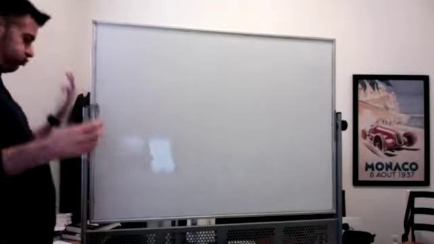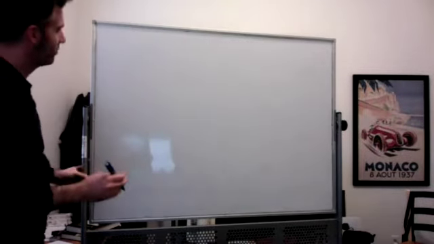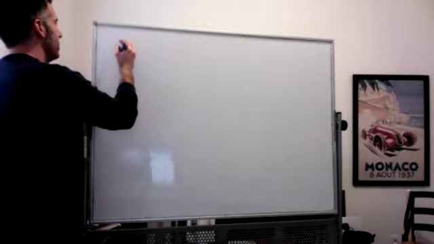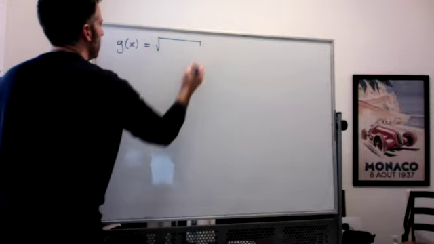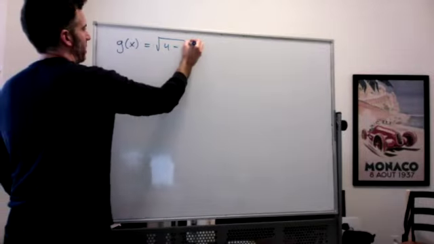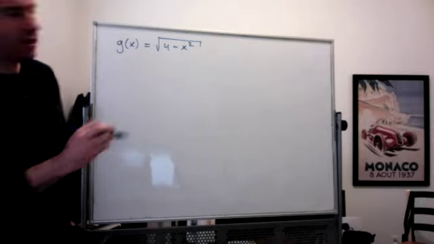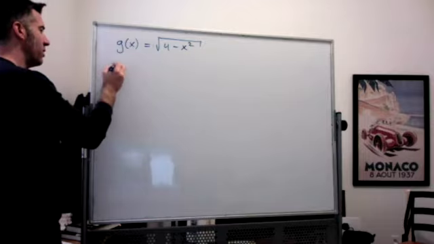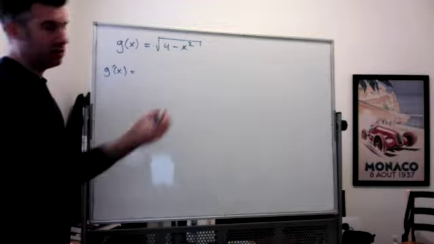Unless there's other things you guys want to see. Okay. Let's do this one. Let's use a different function. Let's say our function is the square root of, I don't know, 4 minus x squared. That seems minorly awful. So g prime of x is going to be, again, the limit definition.